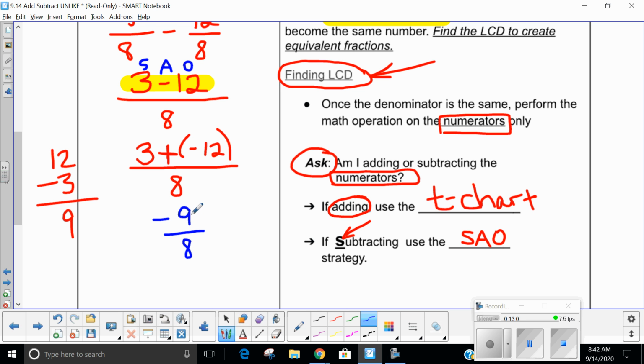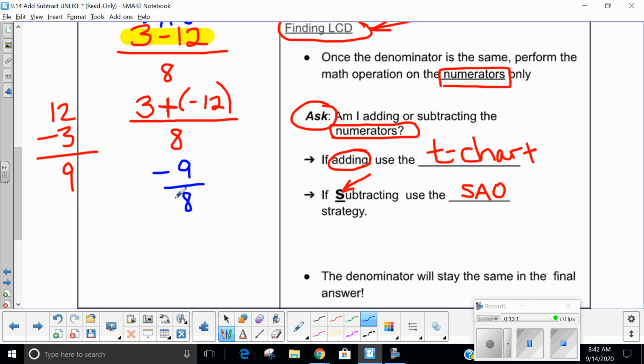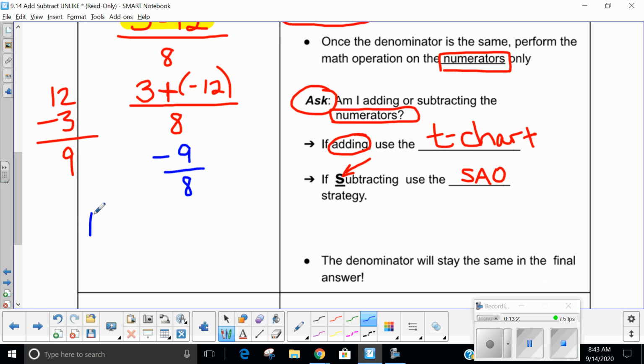Now, is my numerator larger than my denominator? Forget the sign. That's a very good point, and you're correct, but let's forget about the sign for a second. Is 9 bigger than 8? Okay, so we're going to have to do a little division here. So we're going to say 8 goes into 9 how many times? 1 time. We take one group of 8 away. That leaves me with 1.